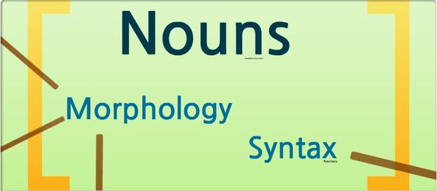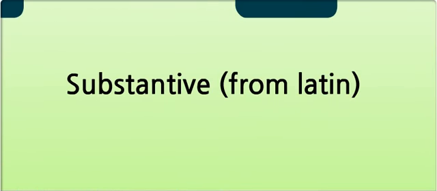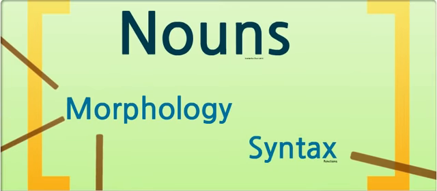Well, hi. We're going to talk about some contrasts we can find in nouns between Spanish and English. First, what is a noun? A noun is a word that stands for something, for an object or a thought or a feeling. Nouns come from the Latin word substantive. That's another word to call them, but they are commonly called nouns.